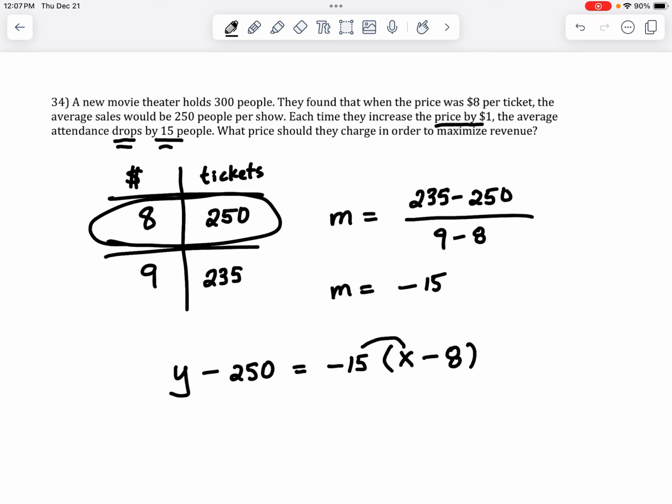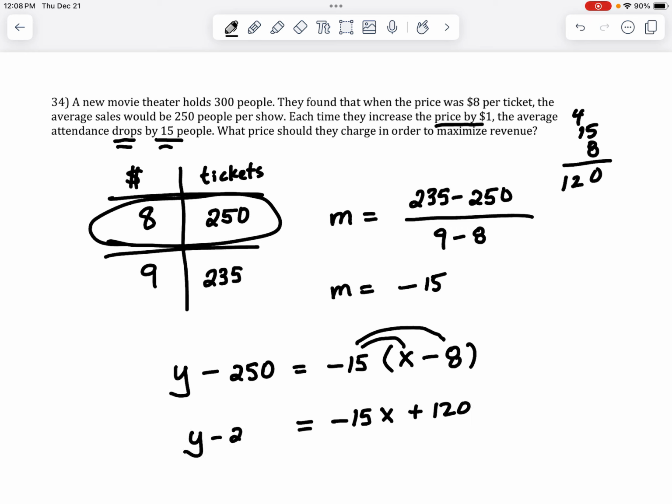And then just distribute the negative 15. So on the right side, there's going to be negative 15 times x. And then what is 15 times 8? So that would be 40. And then 8 plus 4 is 12. So it's a 120. So plus a 120.